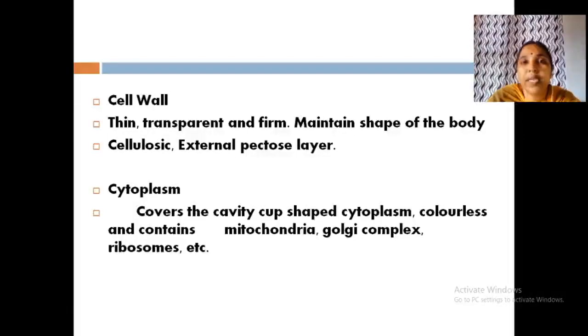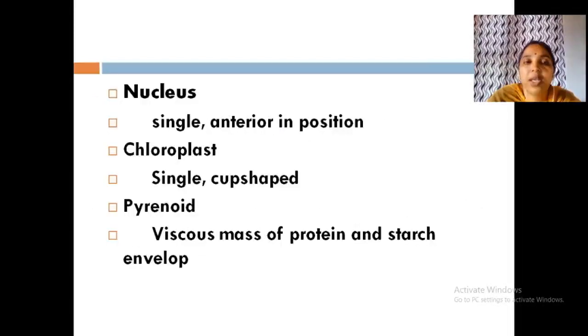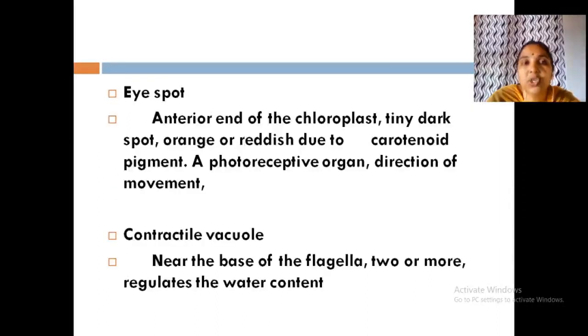It helps to maintain the shape. Then the cytoplasm. There is a cup-shaped cytoplasm containing cell organelles: mitochondria, Golgi complex, ribosomes, etc. The nucleus is single and anterior in position, at the pointed end. The chloroplast is single and cup-shaped. The pyrenoid is a protein-rich or starch-storing structure. Then the eye spot, already told you, is at the anterior end. Its color is orange to reddish.